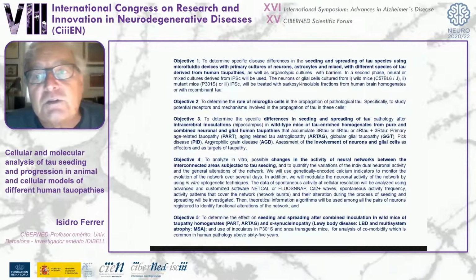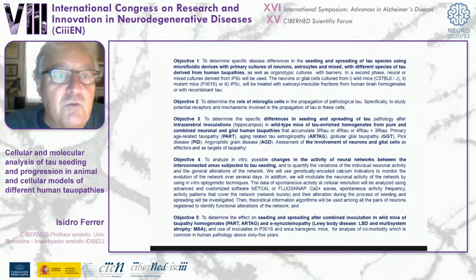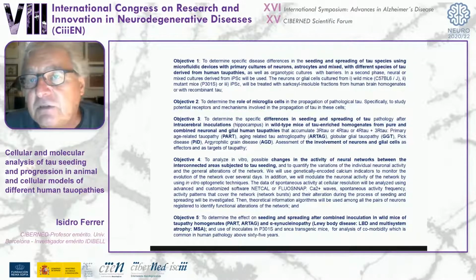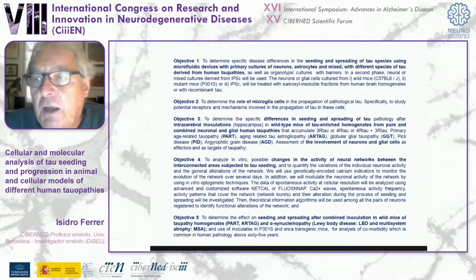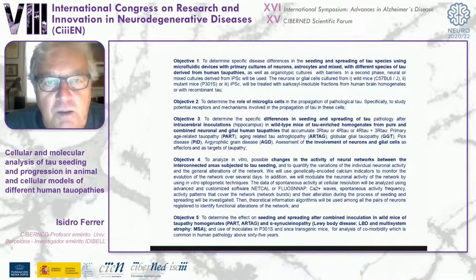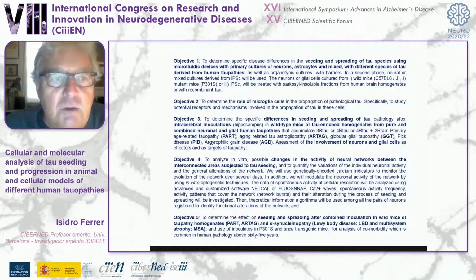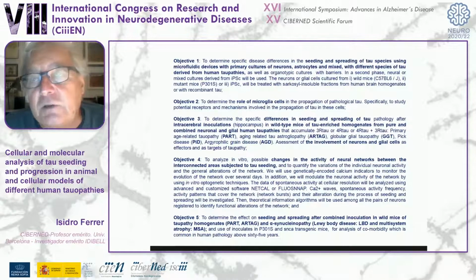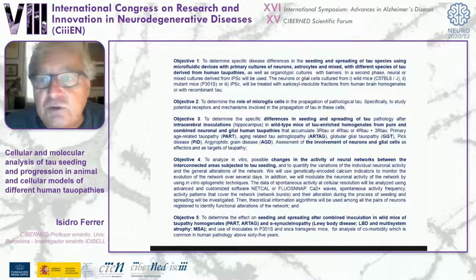The first one was the use of microfluidic devices with primary cultures of neurons, astrocytes, and mixed cells to know what happened in vitro with the process of seeding and spreading of tau. The second one, objective 2, is the role of microglial cells, not only microglial cells, but also astrocytes and other glial cells in addition to neurons.